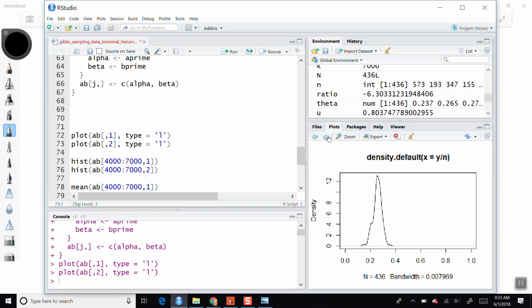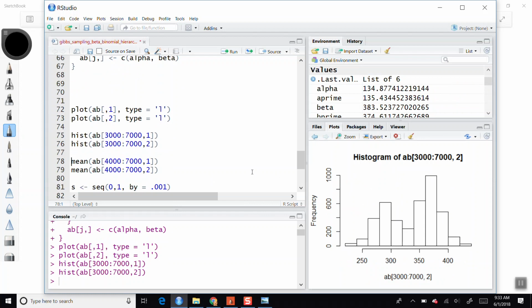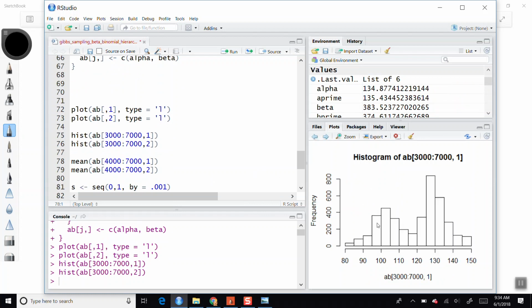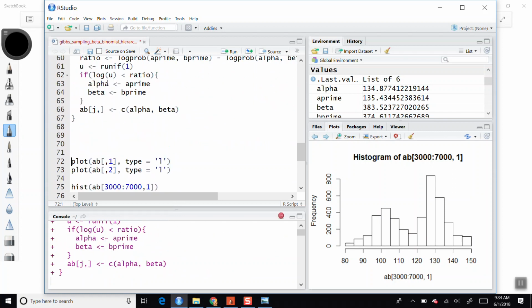Okay, so if I decide to just throw away the first 3,000 values, we can see these are kind of likely values of alpha and beta. We got something around 100, 130. Probably I could afford to run this even longer, but we're kind of already in the target zone. Let's just see what we get.